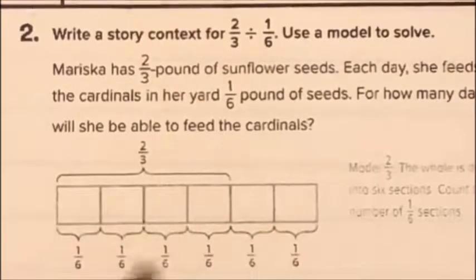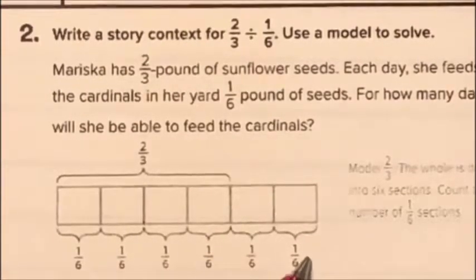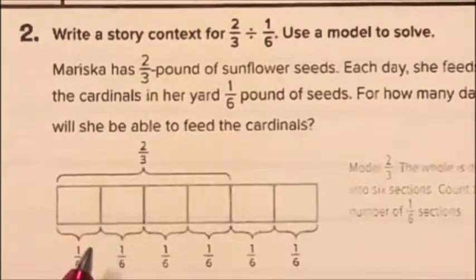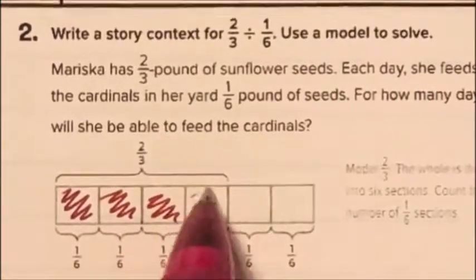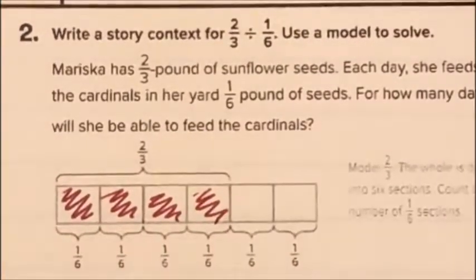I'm going to take my bar and divide it into 6 equal sections. 1, 2, 3, 4, 5, 6. And I'm going to take 2/3 of those. So here's 1/3, here's 2/3. There are 4 sections. So Mariska can feed the cardinals for 4 days.